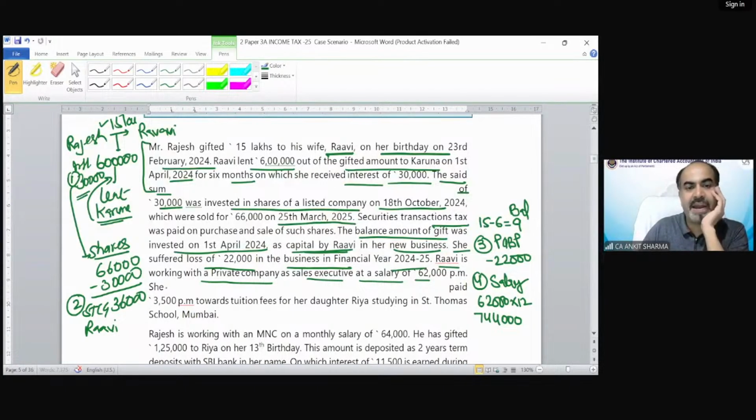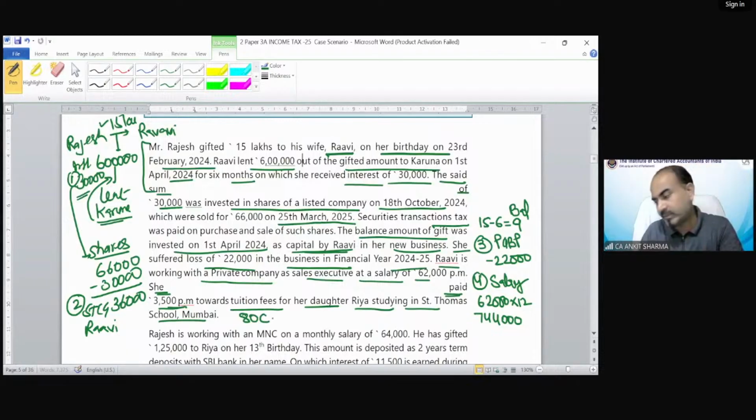She paid 3,500 rupees per month towards tuition fee for her daughter Ria, studying in St. Thomas School, Mumbai. So that would be for the purpose of section 80C.